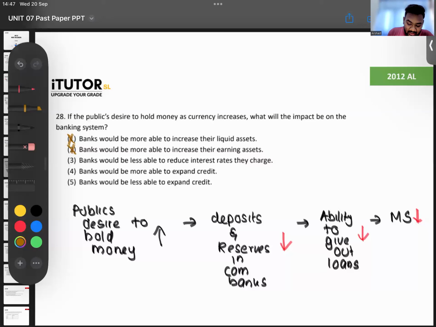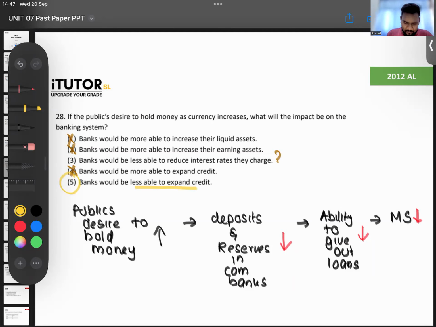Banks would be less able to reduce the interest rate they charge. We don't know. Fourth one, banks would be able to expand credit. Can they give more and more loans when the customers are keeping money with them? No. Banks will be less able to expand credit. When the customers keep money with them, the banks don't have money to give out as loans. So this one can be your answer.